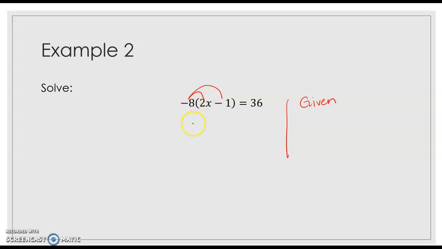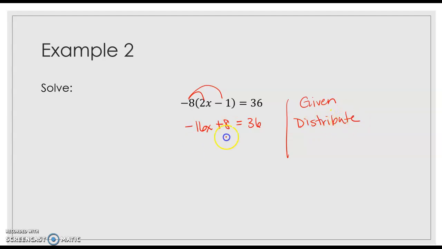So negative 8 times 2 is a negative 16x, plus negative 8 times a negative 1. You are going to save yourself so much time if you treat that as a negative 1 and not just negative 8 times 1, and then you would have negative 16x minus negative 8, right? So I'm going to treat this as negative 8 times a negative 1, which is a positive 8. I've already done my sign change. I don't have to do it later. All right, so that was us distributing.